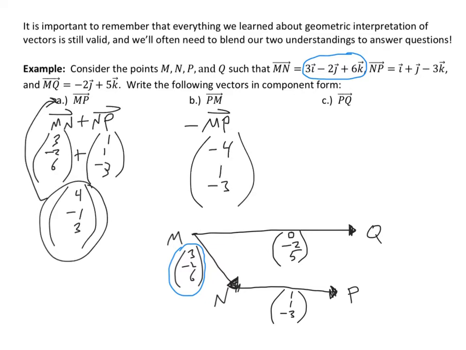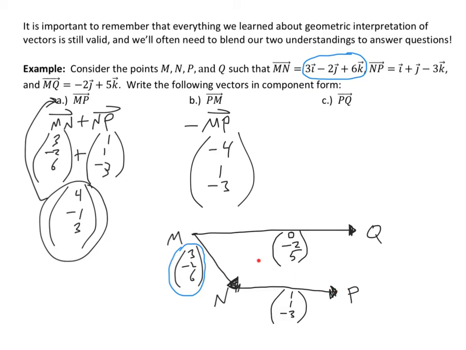You could also have done this one by doing PN plus NM and sort of opposite-ing these two vectors, but if you already knew how to take the opposite, you might as well just take the opposite of MP. All right, so what about PQ? If I want to get from P to Q, it looks like I'll need to go, well, that's actually interesting. We just did PM, right?